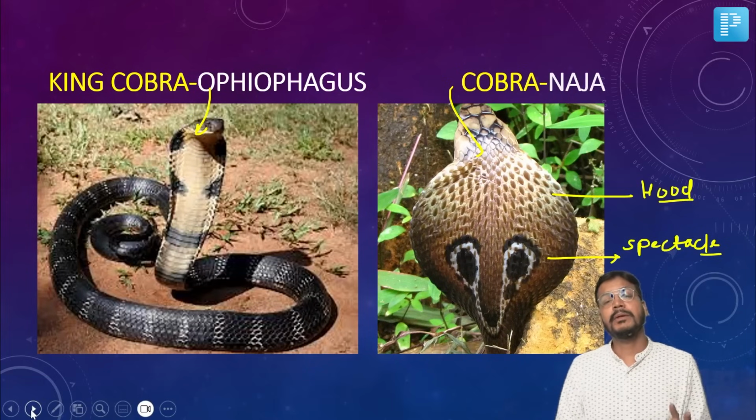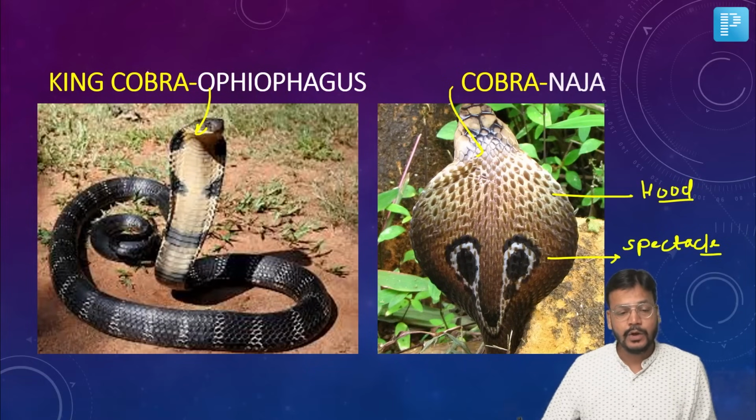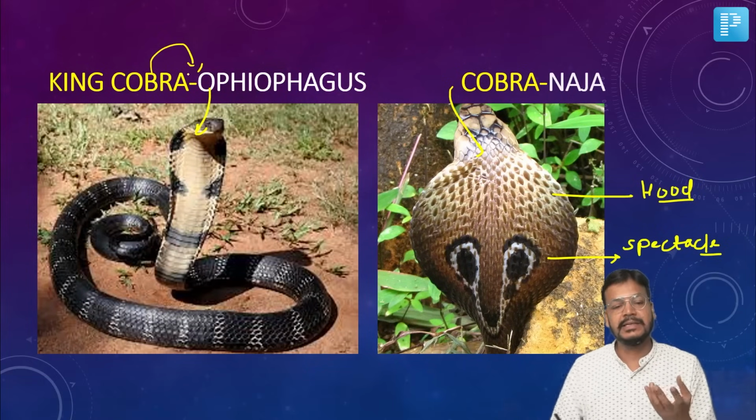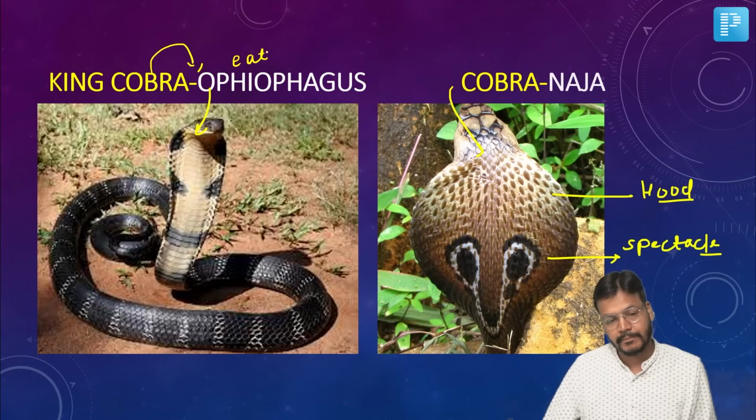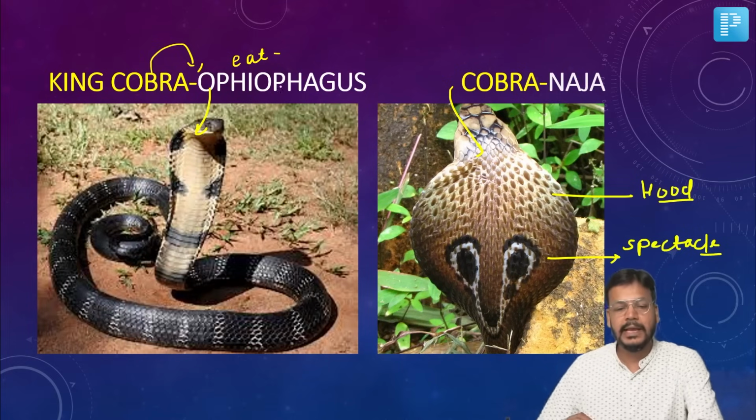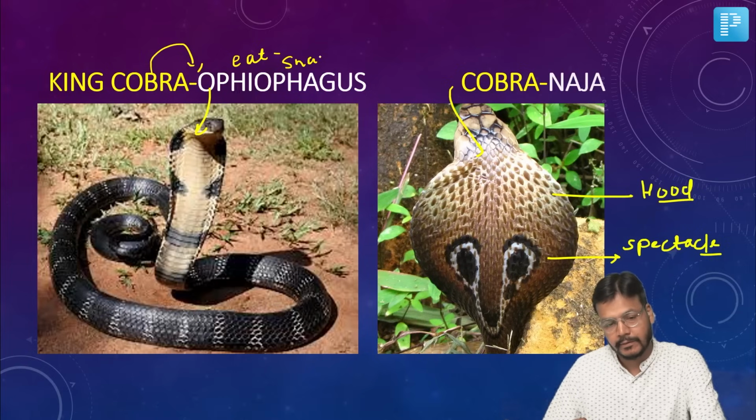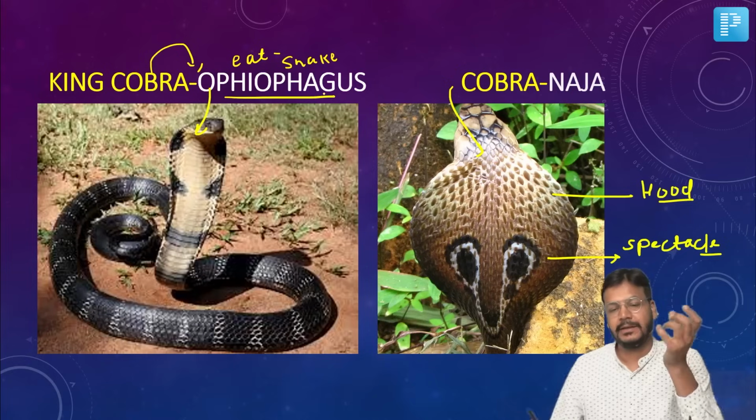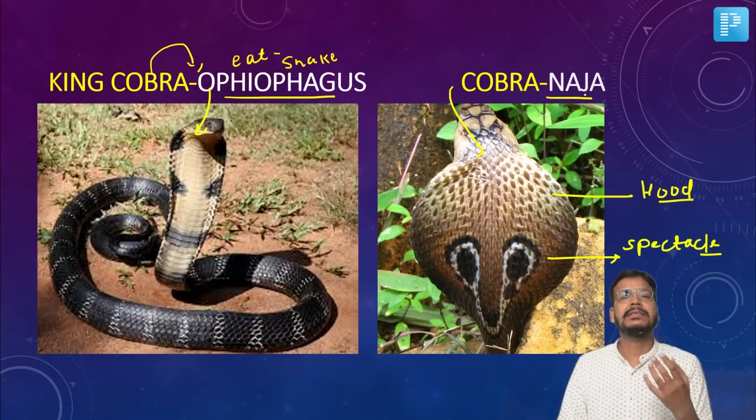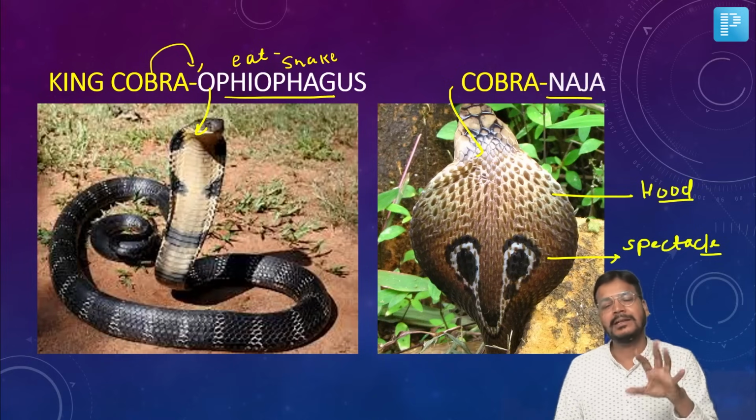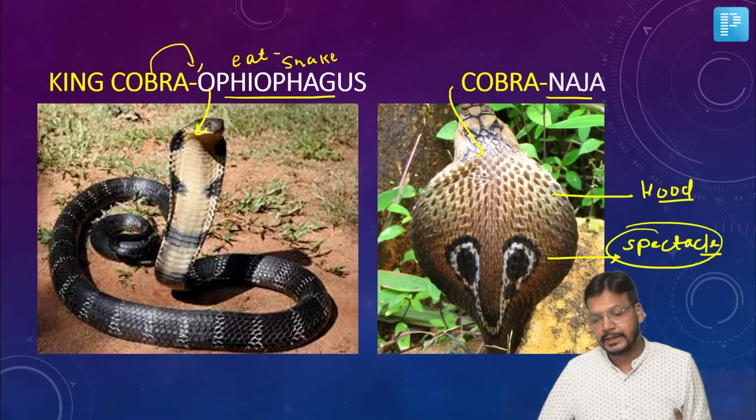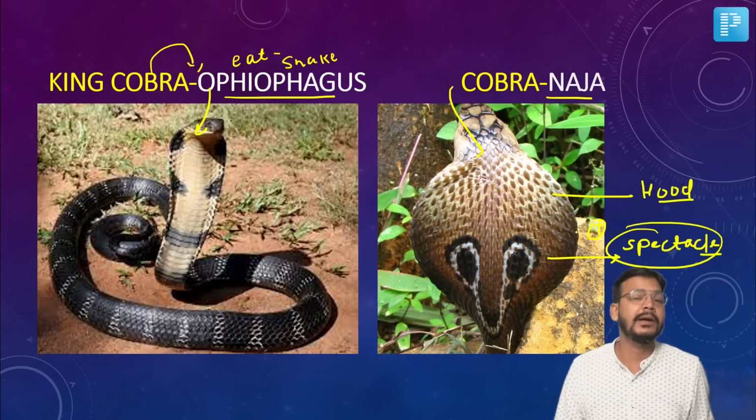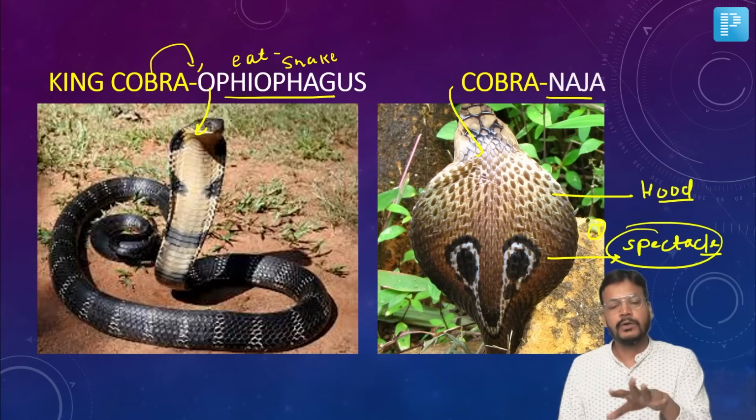Now I am coming to snake poisoning. King cobra is the most fatal snake. The reason is the king cobra eats snakes. That's why the name is Ophiophagus. Cobra is nag. Nag is naja. That's a trick to remember. The hood of the cobra contains a spectacle. Both have hoods. King cobra is Ophiophagus and cobra is naja.